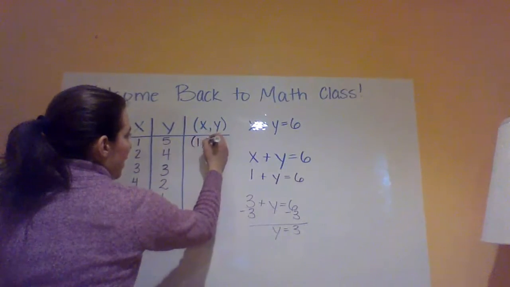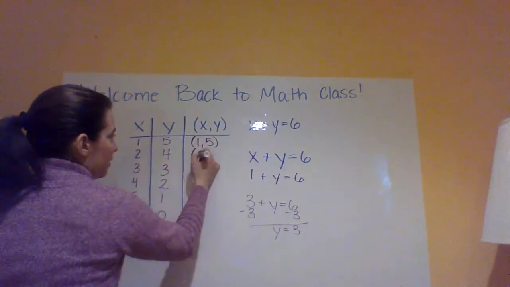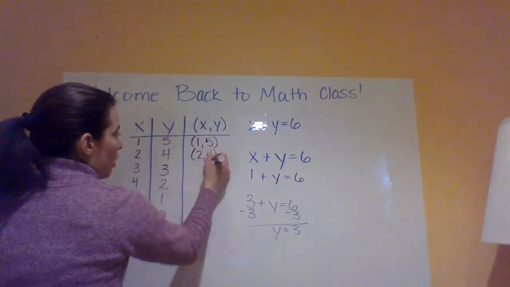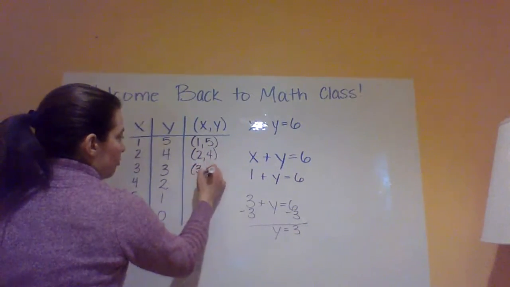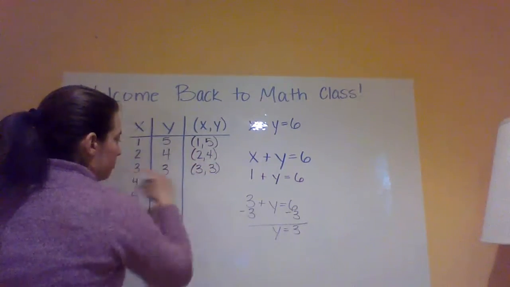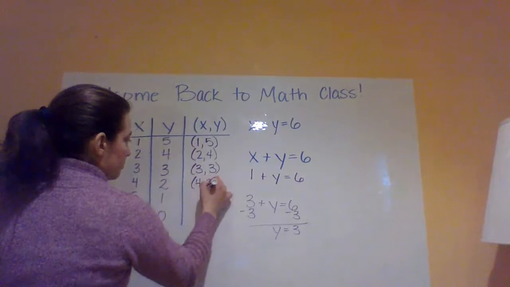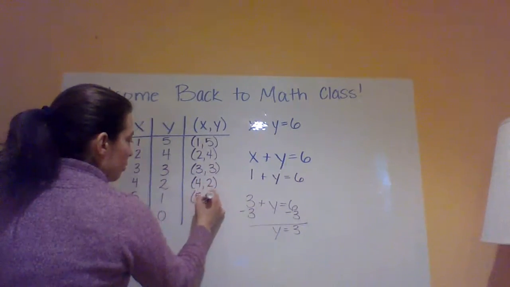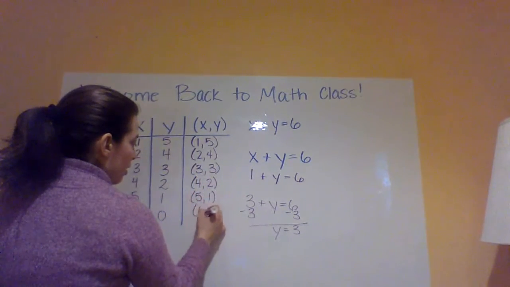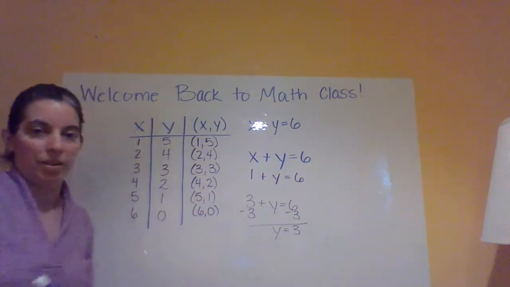So now if we put them together, here's our ordered pair format. We can put it together as an ordered pair, always x and then y. So 1, 5, 2, 4, 3, 3, 4, 2, 5, 1, and 6, 0.